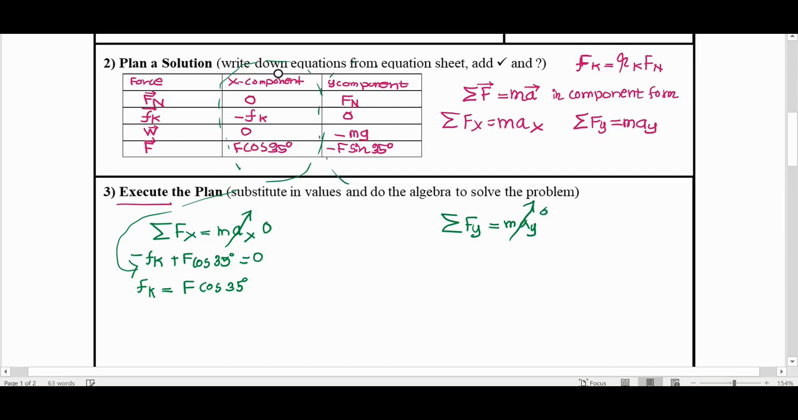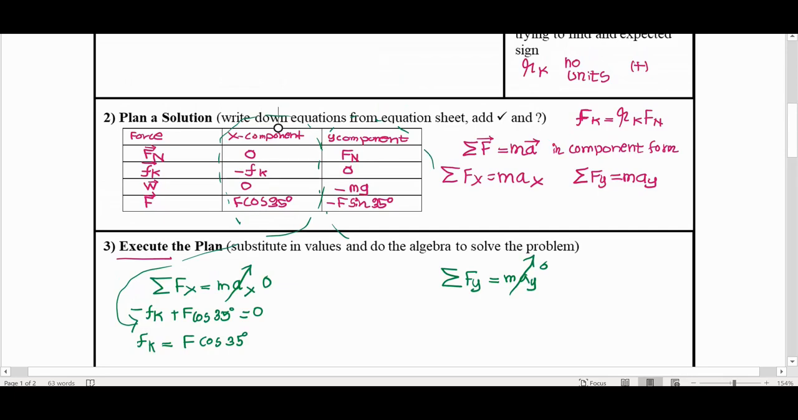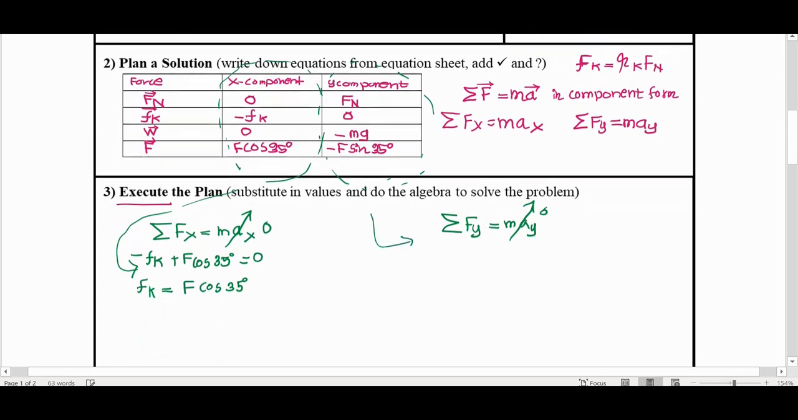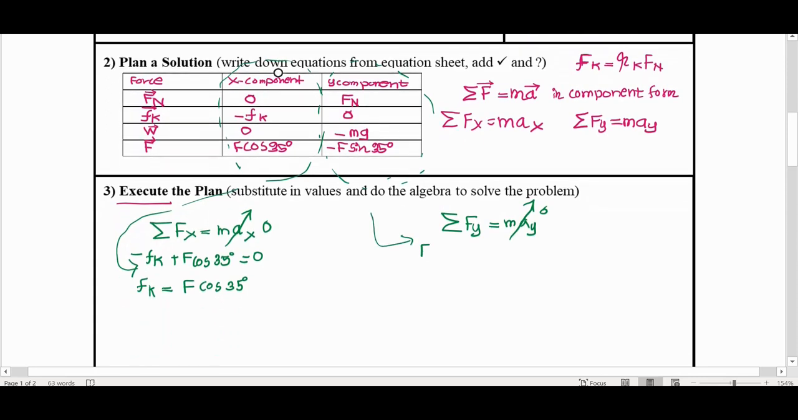Acceleration in y direction is 0. Again, the crate is not moving in y direction, so there's no acceleration. And look at the y components. I have normal force minus mg minus F sine 35 is equal to 0 because acceleration is 0. And then if you solve for the normal force, you get normal force is equal to mg plus F sine 35. I'm going to solve for normal force.